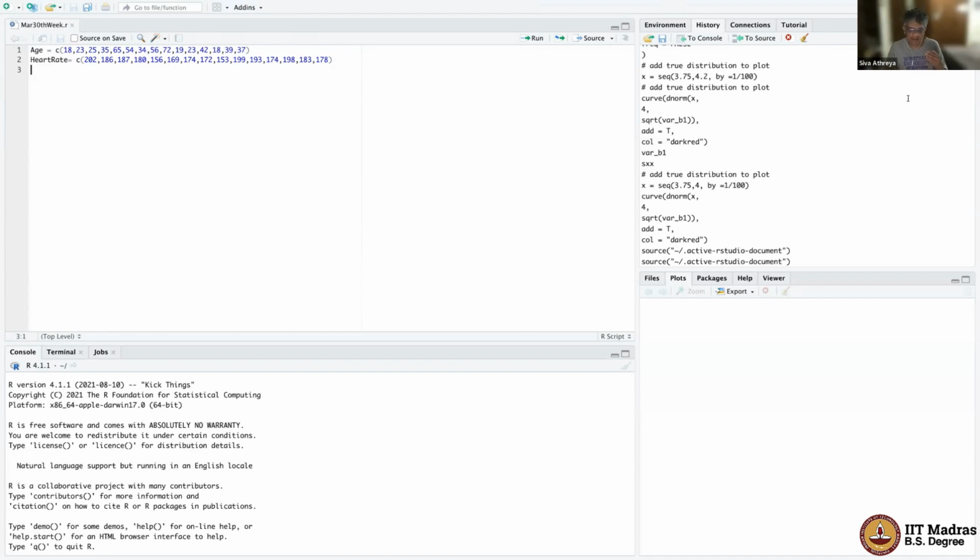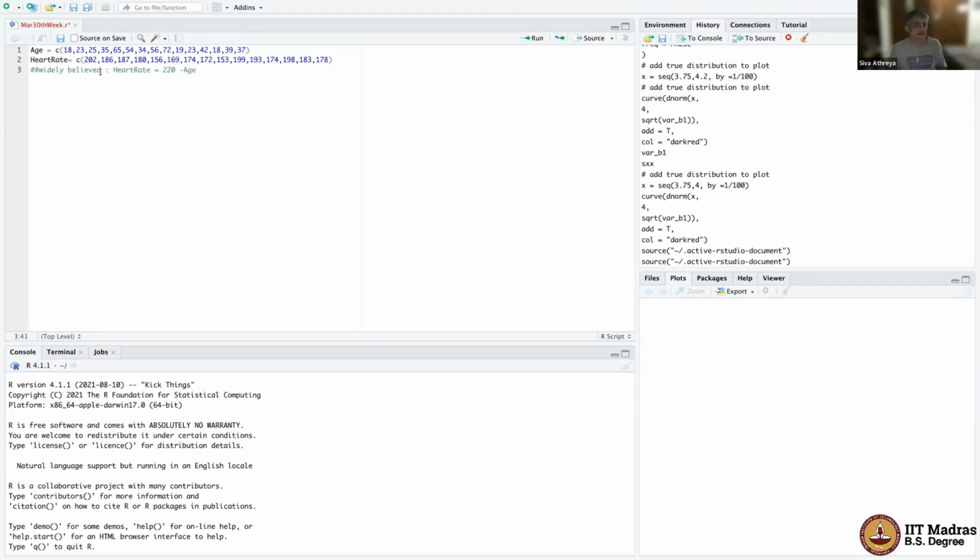Each one is a measured data point. Then it's widely believed in the medical world that, let's say, heart rate is equal to 220 minus age. That's what is widely believed. So I'd like to test this theory as we go along. How do we do this? Let's try and test it.